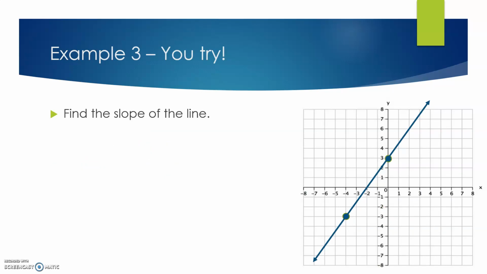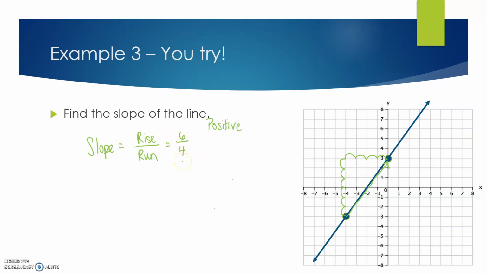All right, so try this one, pause the video, and then come back and check your answer. All right, so we've got slope is rise over run. So when I count from left to right, I'm going up 6 and over 4. So hopefully you also answered the question of which kind of slope do we have here, positive or negative? If we look left to right, I'm driving uphill. So this is going to be a positive slope.